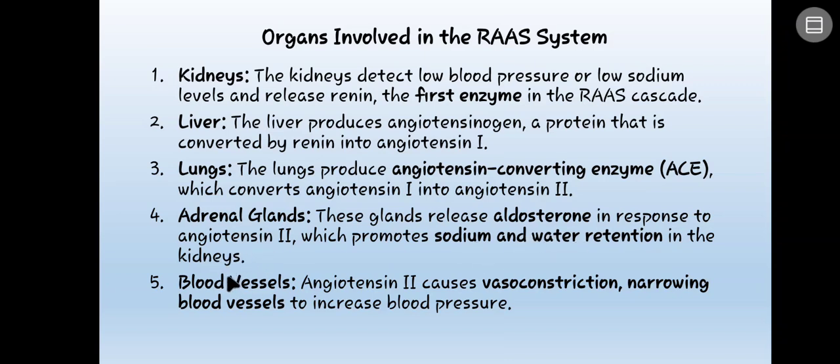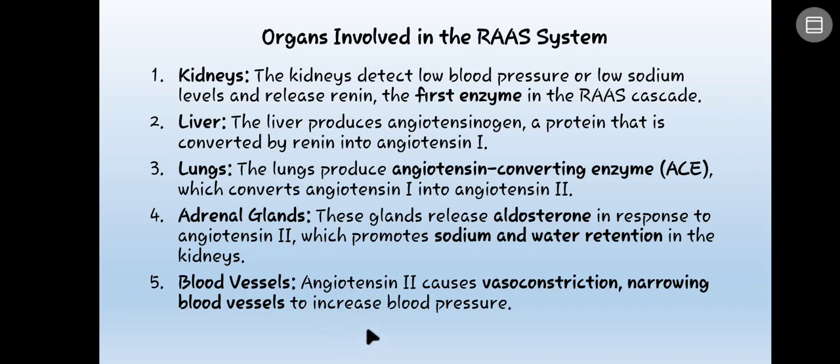And then we said that the angiotensin converting enzyme converts angiotensin 1 into angiotensin 2. This angiotensin 2 is a potent vasoconstrictor, meaning it will have an impact on your blood vessels. It constricts your blood vessels, leading to narrowing of your blood vessels. And once your blood vessels become narrow, it means there is going to be an increase in your systemic vascular resistance.